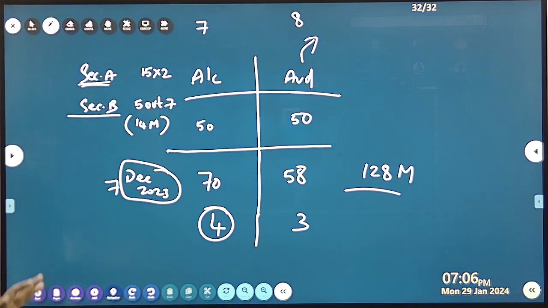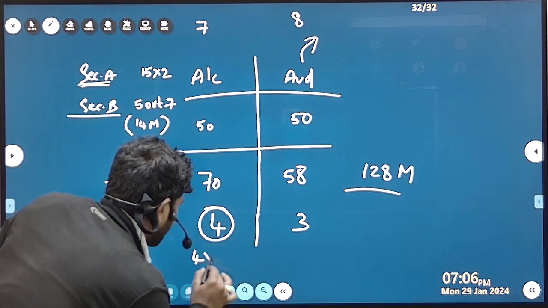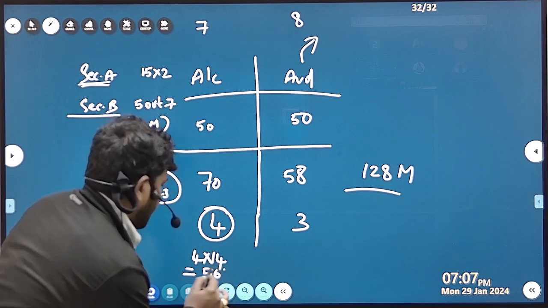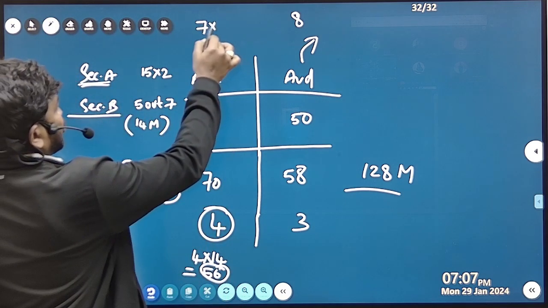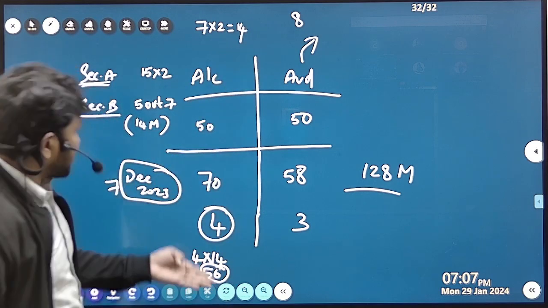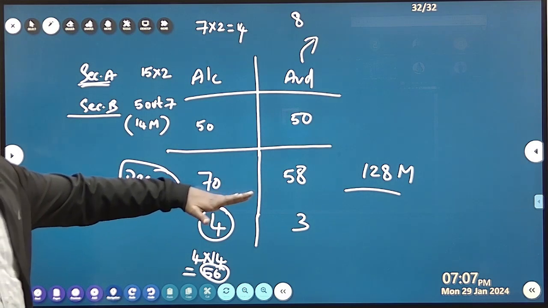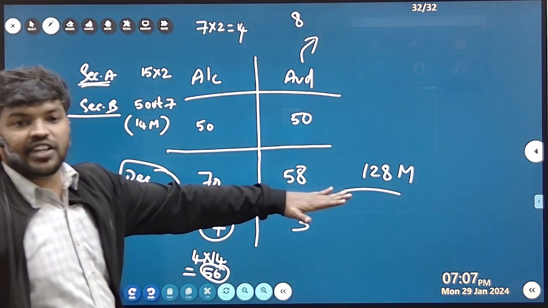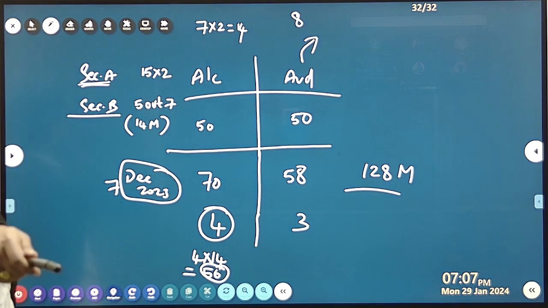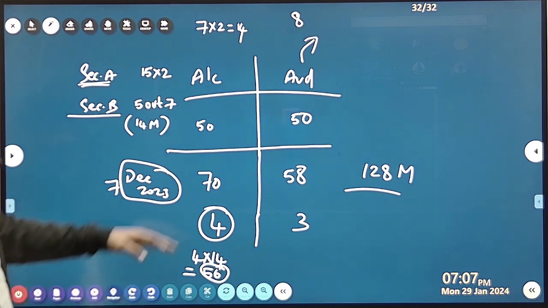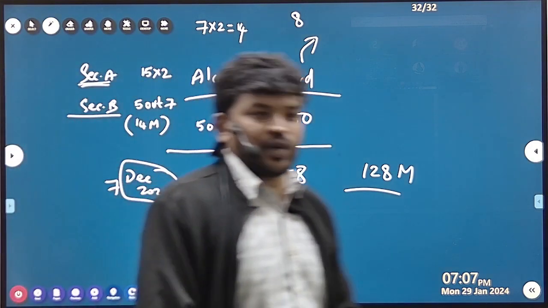Yes or no? So indirectly 4 into 14 how much? 56. 56 from section B. 7 into 2 how much? 14. Total how much? 70. In December 2023 paper you received 70 marks from accounting, 58 marks from auditing. This is the pattern of this December 2023 paper. I am expecting the same will be followed in June 2024 also. Understanding? So you can attempt 70 marks from accounting.